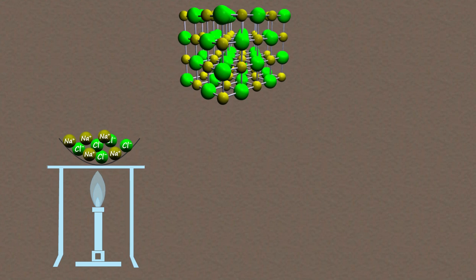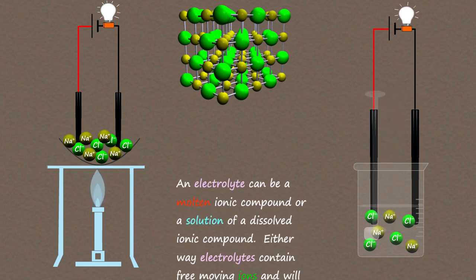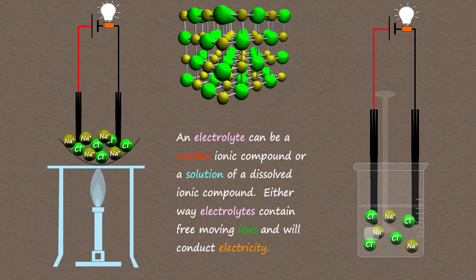However, if we heat a solid ionic compound above its melting point, it will form a molten liquid, or as it's often called, a melt. And in this melt, the ions are free to move, and the molten ionic compound will conduct electricity. Similarly, if we dissolve an ionic compound in water, the giant ionic lattice structure is broken down and the ions are free to move in this solution. This means that solutions of ionic compounds will also conduct electricity. We call these melts and solutions which contain free-moving ions electrolytes.